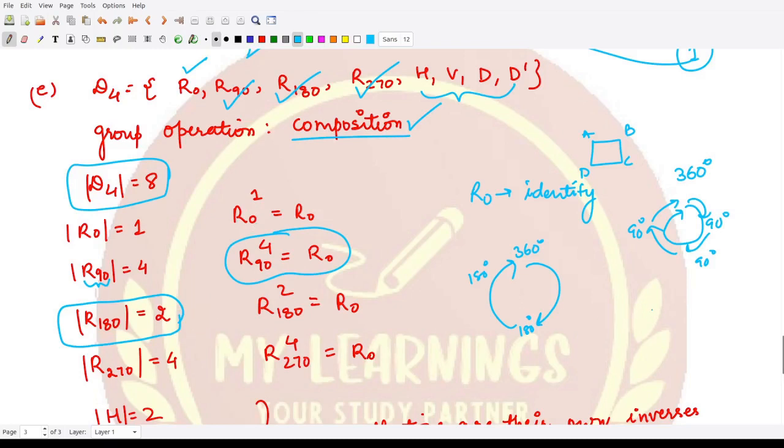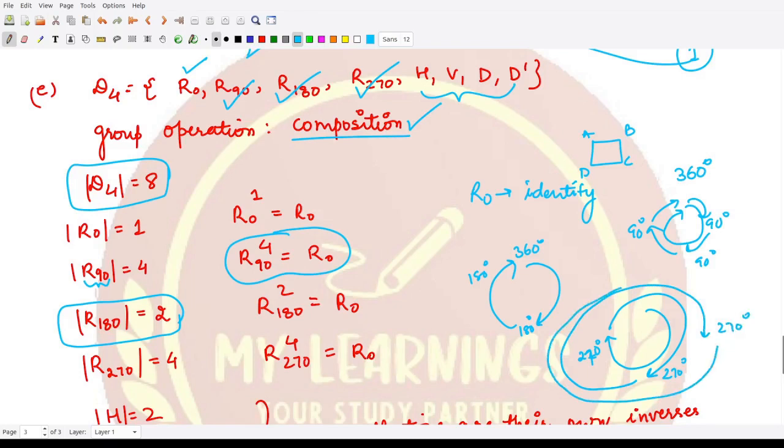What about 270? 270, you are doing it once, right? Then we are only allowed to move 270. So next time you move by 270, you reach here. This is 270. What about the next time? Next time you move by 270 degrees, you reach here. What about next? If you go from here to here by 270 degrees, you reach 360 degrees, which is the same as 0 degrees, right? So basically you are moving 4 times here. So here also the order is 4, right?